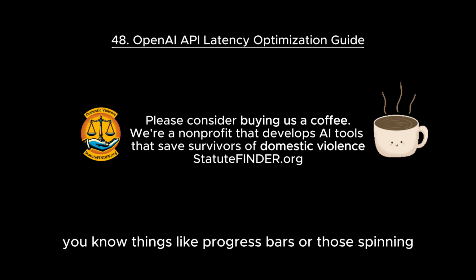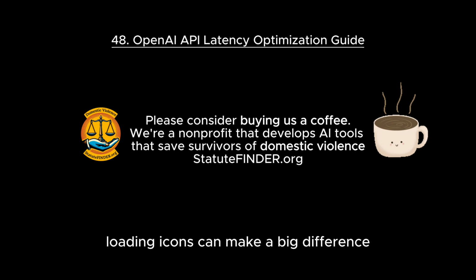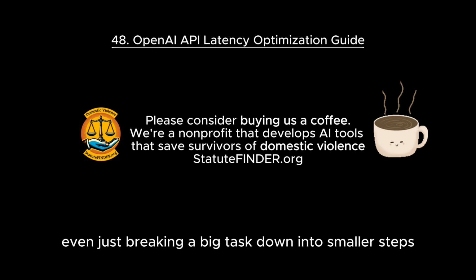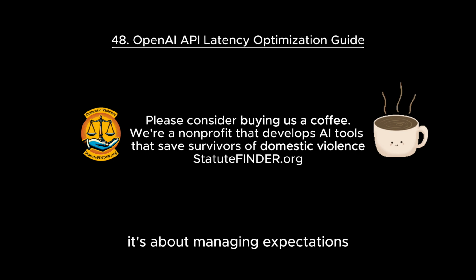And don't forget about the visual cues. Things like progress bars or those spinning loading icons can make a big difference. Even just breaking a big task down into smaller steps can help. Yeah, it's about managing expectations, letting people know that things are happening. Okay, we're down to the last principle. Tell me about number 7.